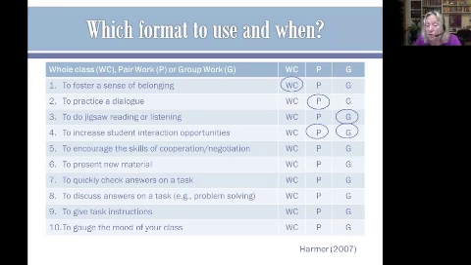Okay, encouraging cooperation and negotiation. What do you think there? Group work. Group work or pair work, right? Probably group work more because they have to negotiate more with different personalities. Right? And that's sort of a life skill that very often we're trying to reinforce in the classroom. Presenting new material. So I'm the teacher and I'm presenting a new grammar point or I'm presenting a reading skill.